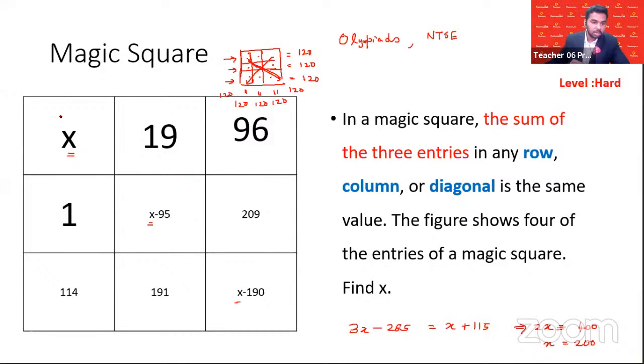Now substitute 200 here. What is the sum of 200 plus 19 plus 96? It is nothing but 315. So the sum of this row is 315. Let us find the sum of this column. 200 plus 1 plus 114. This is also equal to how much? 315.